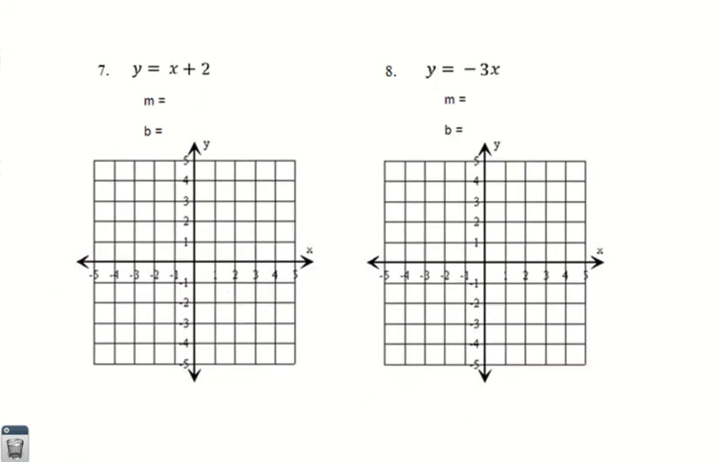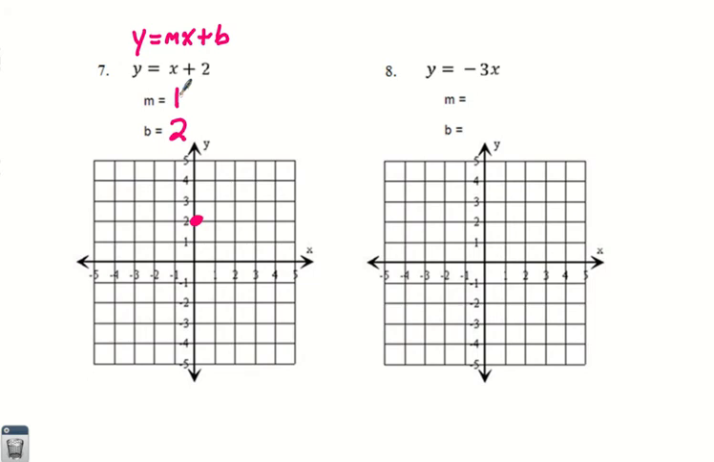Number 7, the m. So when we have y equals mx plus b, remember, m is the number in front of the x. It's not the x, it's the number in front of the x, which is invisible, but it's a 1. And my b value is 2. Okay? And so really quick, I begin with b. Begin with b, get it? So that's my y-intercept.